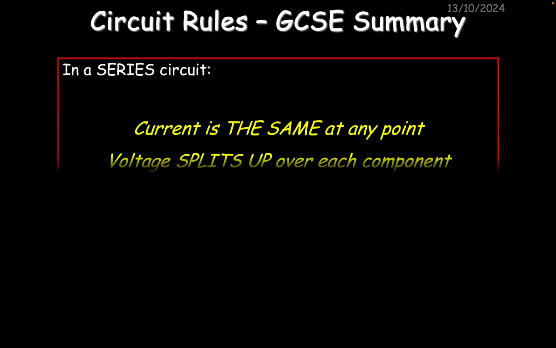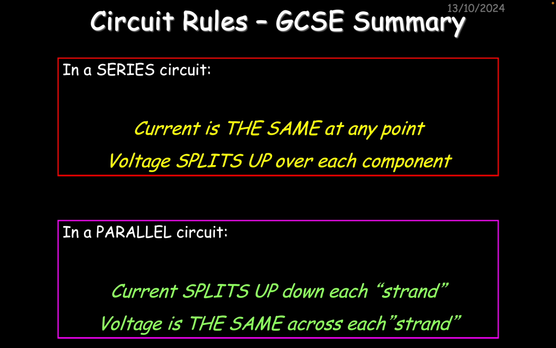Okay, so the GCSE rules for the summary were as follows. For series circuits, the current is the same at any point, but the voltage splits up over each component. And then in a parallel circuit, the current splits in each strand and then joins up again when it comes back to go back to the battery or the power supply. And the voltage is the same across each parallel strand. So these are where we left off the last video.